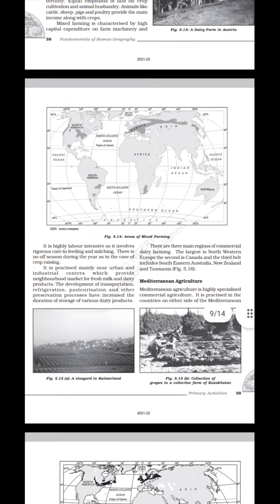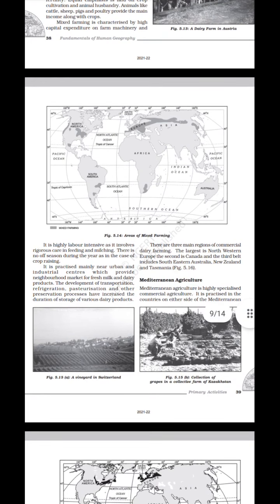Take a look at figure 5.14, areas of mixed farming. Take a look at figure 5.15a, a vineyard in Switzerland. Take a look at figure 5.15b, collection of grapes in a collective farm of Kazakhstan.